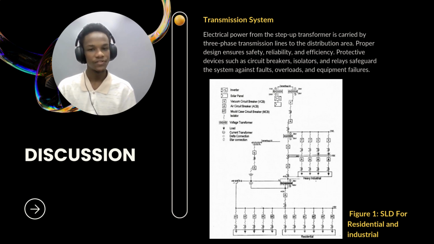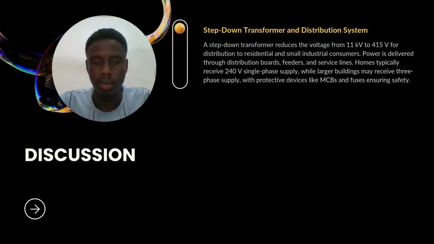If you follow the flow in the figure, we start at the solar panels and inverter at the top. We move through the step-up transformer, and the power travels through the transmission line protected by the VCBs. Finally, it reaches the distribution bus bars, which split off into heavy industrial loads and eventually down to the residential areas. This layout ensures that power is safely transmitted from the generation point to the final consumers.